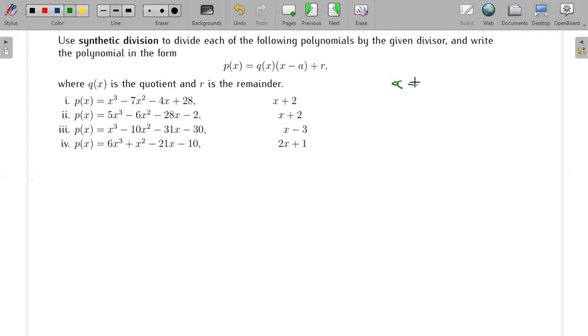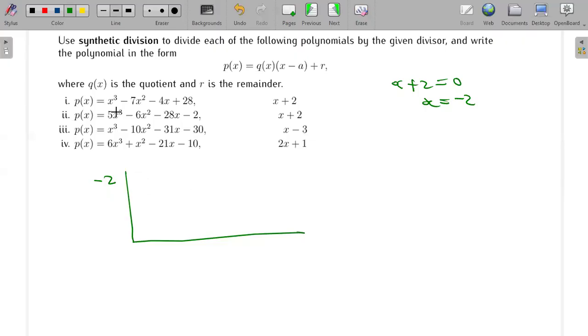You say x plus 2 equal to 0. You get x equal to negative 2. So this is what you're dividing by, and you put your negative 2 there. Then look at the coefficients of your variables and just put them there.